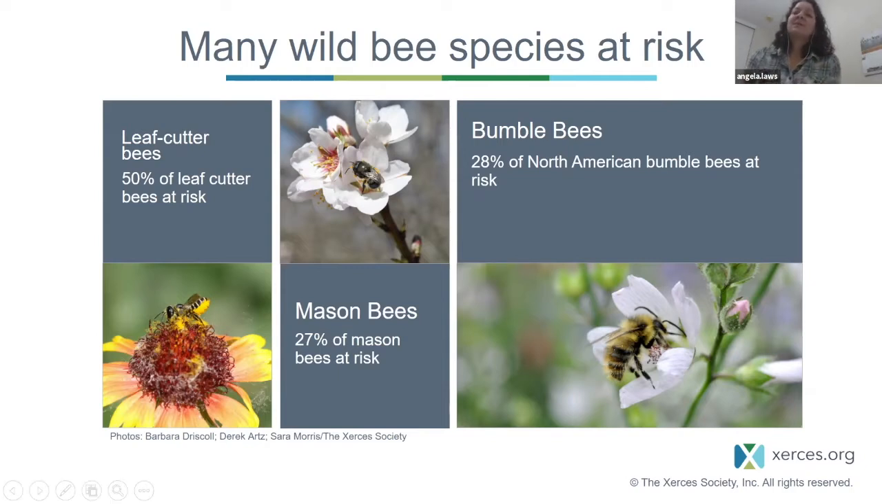So about 50% of leafcutter bee species are at risk of extinction, about 27% of mason bees. This is a blue orchard bee. And a lot of people are trying to rear these because they're really efficient at pollinating orchard trees. And bumblebees, about 28% of all North American bumblebee species are at risk of extinction.